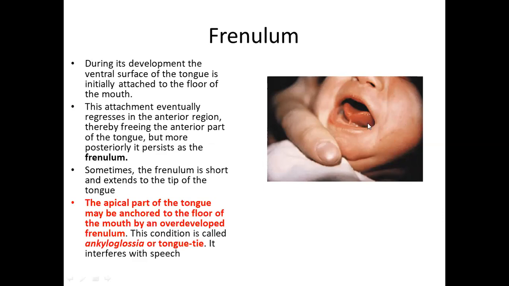So this attachment starts regressing, freeing the anterior part of the tongue, but it persists posteriorly as the frenulum. Sometimes this frenulum is very short and extends to the tip of the tongue. So when this apical part of the tongue gets anchored to the floor of the mouth by an overdeveloped frenulum, the condition is known as tongue tie or ankyloglossia, which results in stammering of speech.